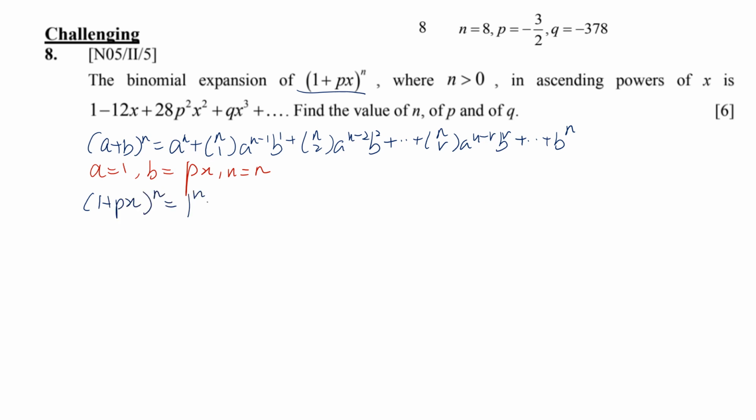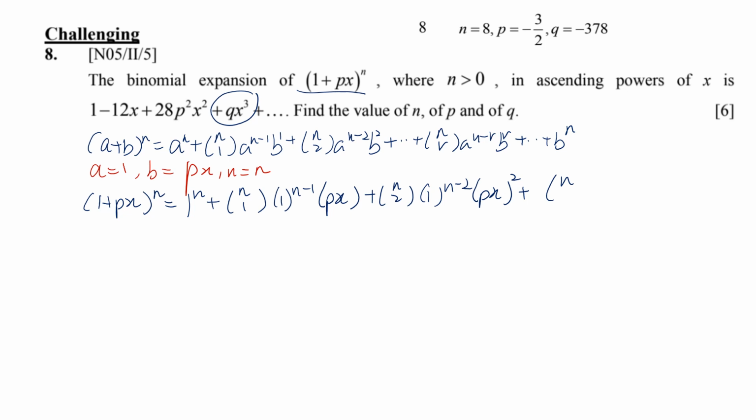So I would have 1 to the power of n, and then n choose 1, 1 to the power n minus 1 bracket px, plus n choose 2, 1 to the power n minus 2 bracket px squared. Because you're supposed to expand up to the term x cubed, we need one more, and that's it. We can just stop there. So that's simplified: 1 to the power of anything is just 1. 1 to the power of 1 is 1, 1 to the power of 2 is 1. So basically 1 to the power of n will just give you 1.